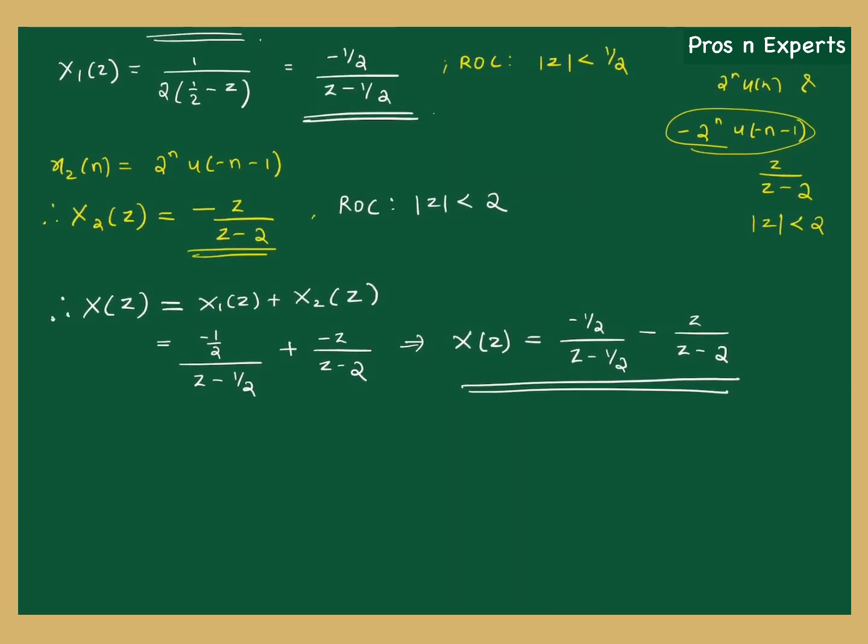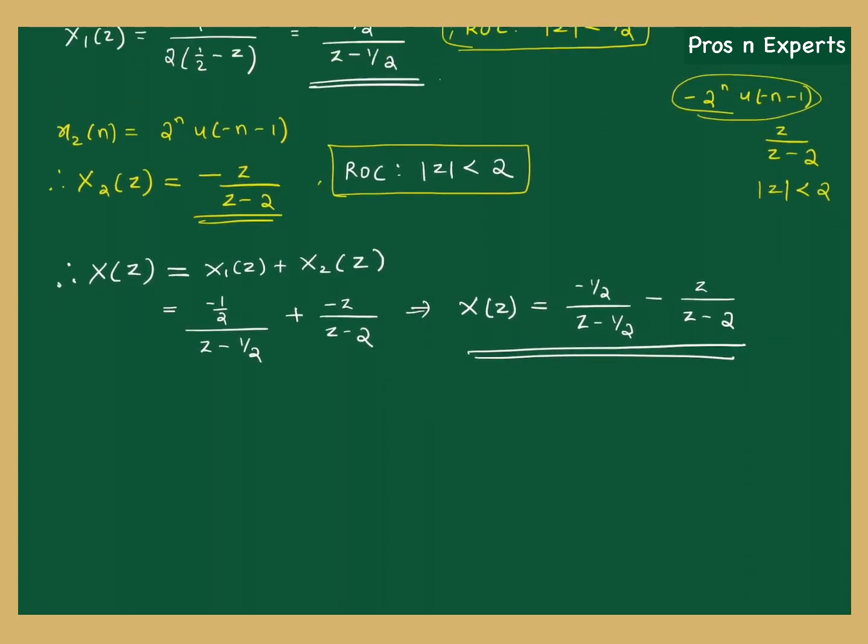Always remember, whenever you write Laplace transform or z transform, specify the ROC. What is the ROC? For the first transform, it is mod z less than half. For the second transform, it is mod z less than 2. So what is the ROC for the combined z transform? It will be the intersection of both these individual ROCs. Okay, intersection. And how can you write the intersection?